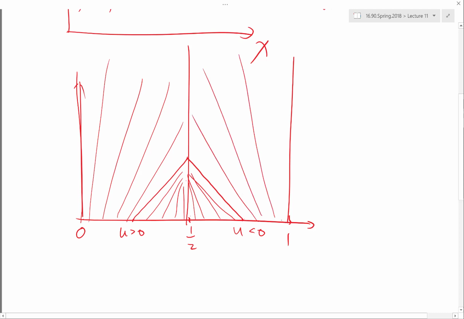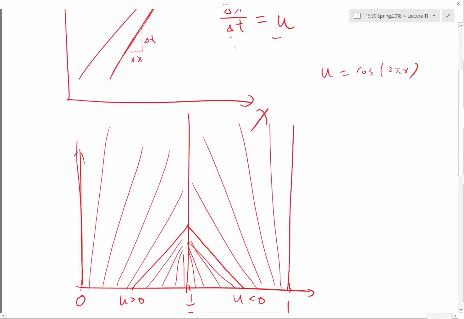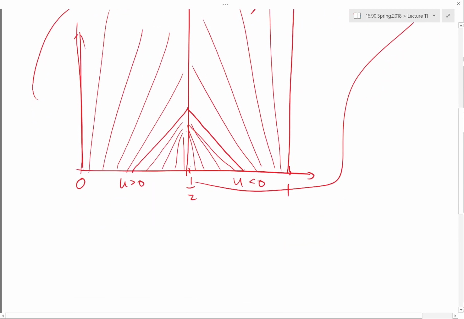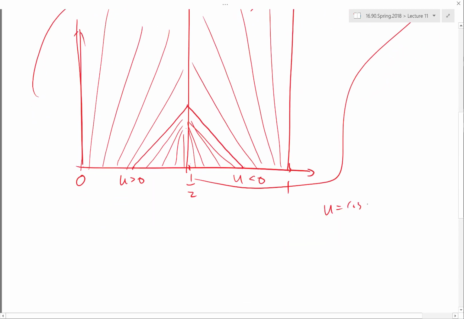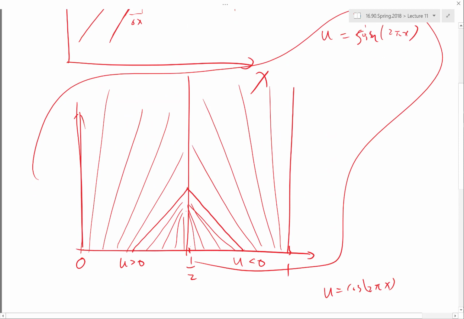Why is it 0 at the... why is it straight up at 0? I actually drew the line of u equal to sine. So actually that's not right. This is not our previous solution. Our previous solution is actually u equal to cosine of 2 pi x. I'm sorry for that. So basically you would shift the domain by a little bit.